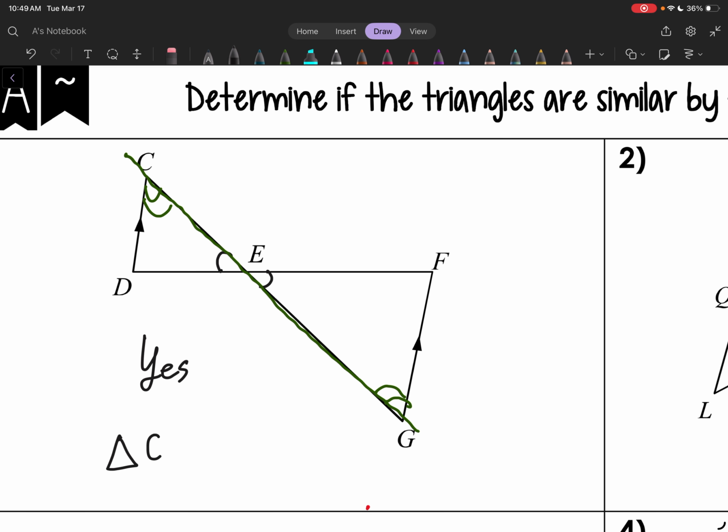Triangle CDE. Notice I went 2 tick marks, no tick marks, 1 tick mark. Is similar to triangle GEF, GFE. Finished.